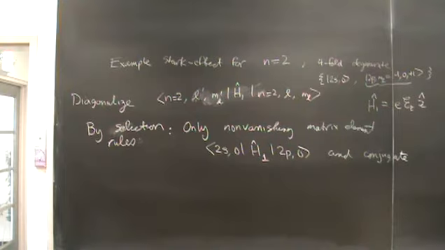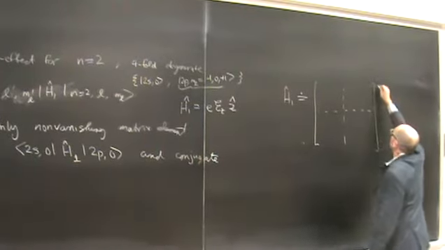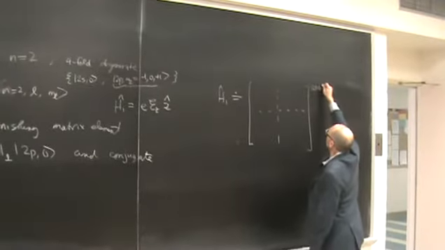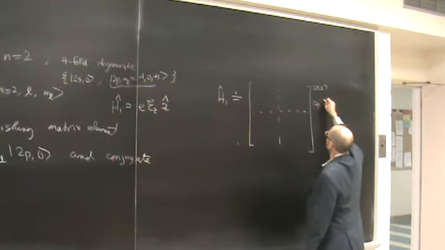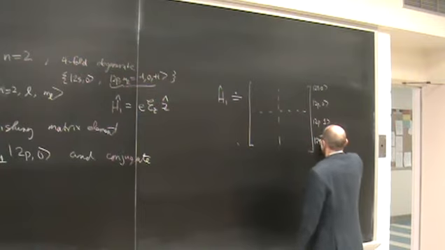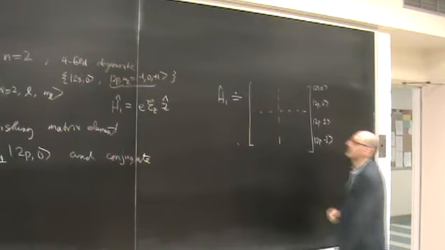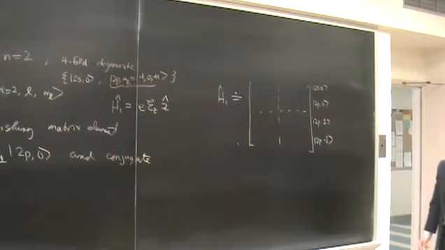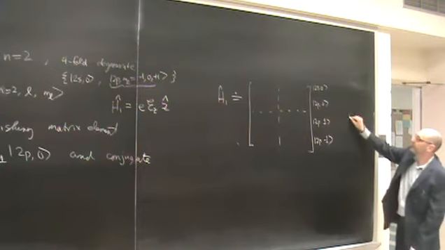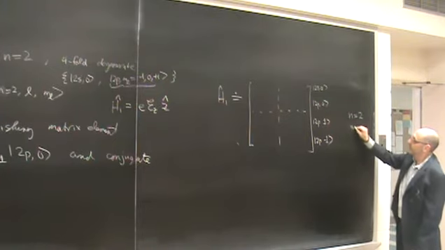In this basis, first of all, I'll order the states so that the 2s is here, the 2p with m equals 0 is here, and then there's the 2p with m equals plus 1, and the 2p with m equals minus 1. Those are my four basis states in this n equals 2 subspace.